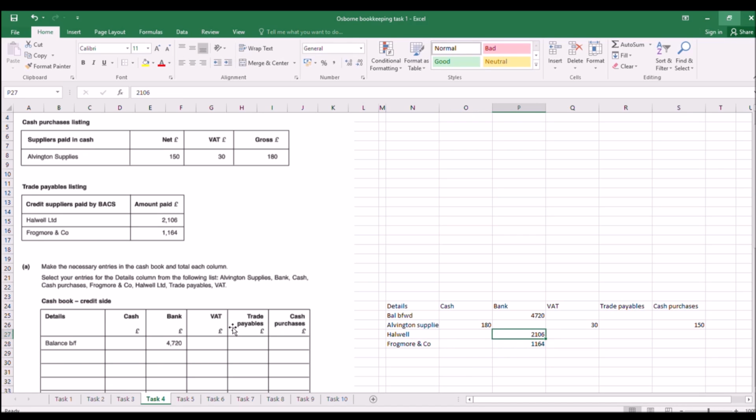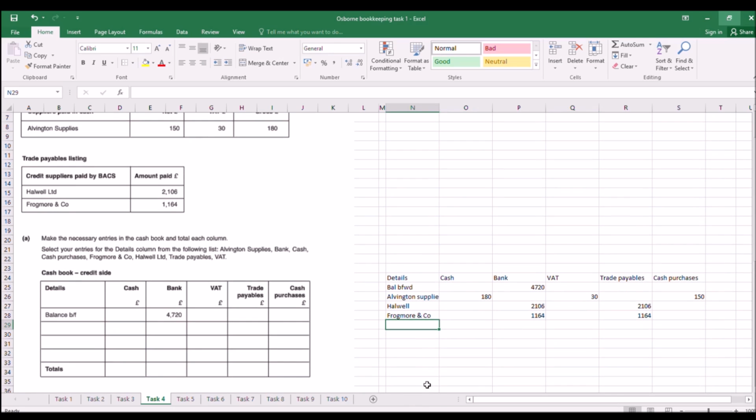Okay, so we've made those payments there, and they were paid. They will be credit suppliers. So we had them previously as credit suppliers. We've already done the posting from the purchase day book for those amounts, so that's what we would have there so far. Okay, then we've got some totals here.